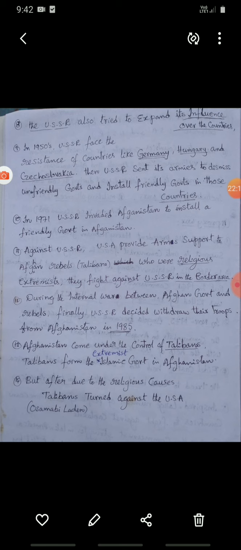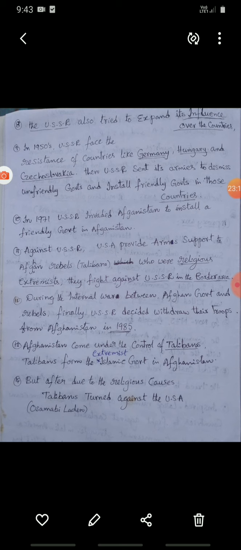In the 1950s, the USSR faced resistance from countries like Germany, Hungary, and Czechoslovakia. Means the USSR had control over the East European countries, but these countries were resistant. Means they revolted against the USSR. Then the USSR sent its armies to dismiss the unfriendly governments and install friendly governments in those countries.